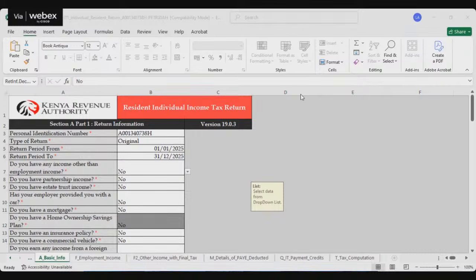Please confirm whether you are seeing resident individual income tax return. Yes, yes, we are.